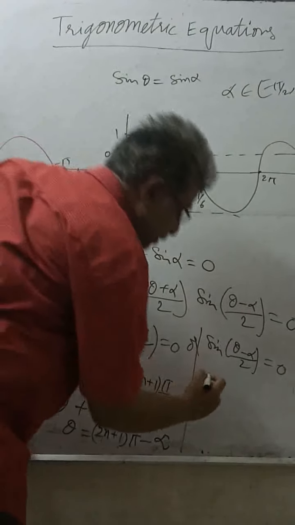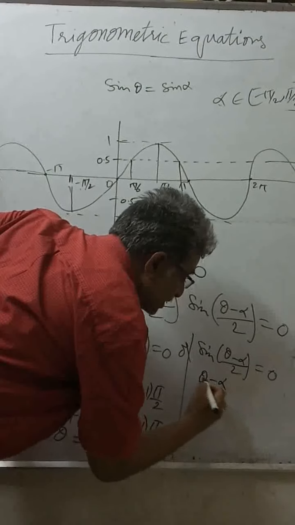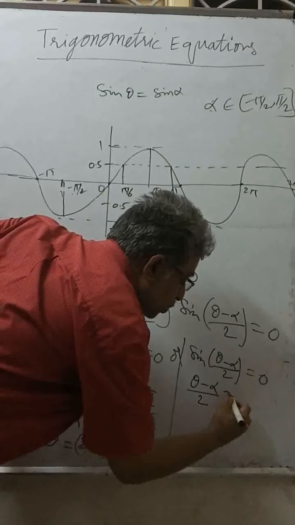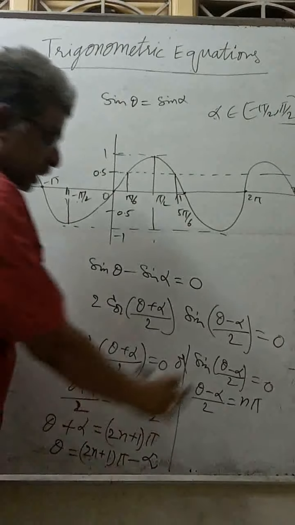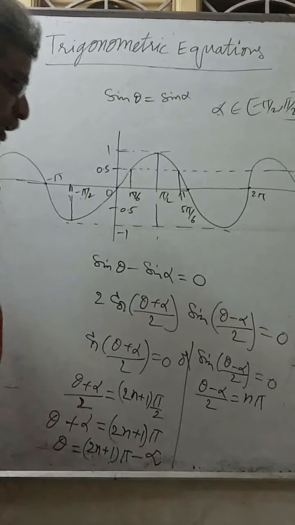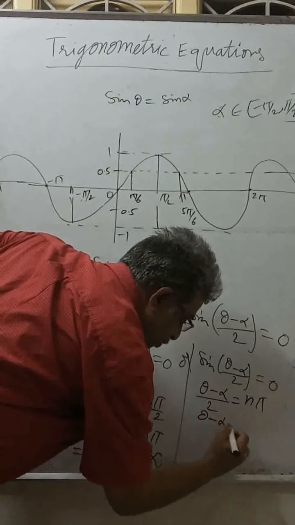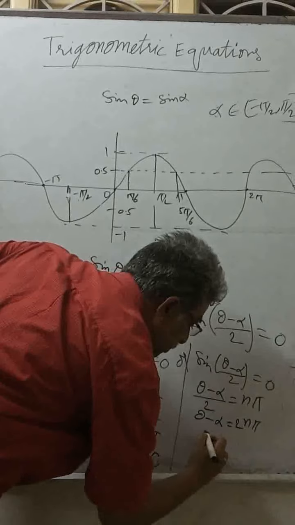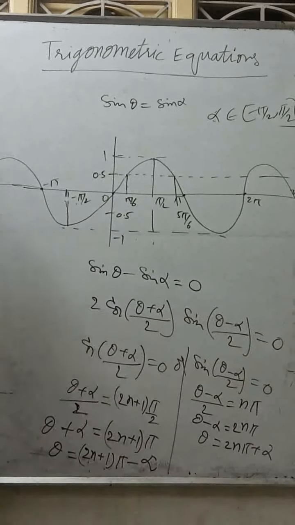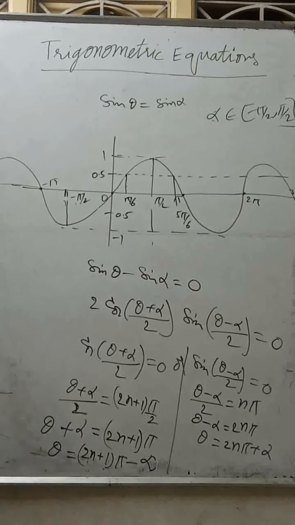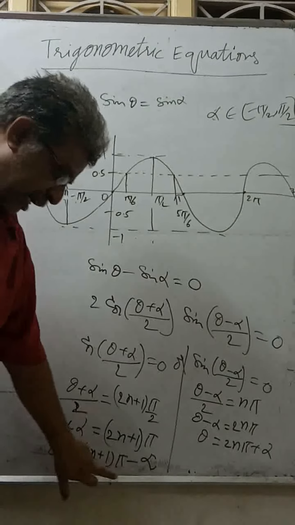I am coming to this. Theta minus alpha by 2, sin is 0. When does sin become 0? Just now we discussed it. This is n pi. So the general solution of sin 0 is n pi. So (theta minus alpha) by 2 equals n pi, meaning theta equals 2n pi plus alpha. If you observe now, 2n plus 1 is odd multiples of pi.